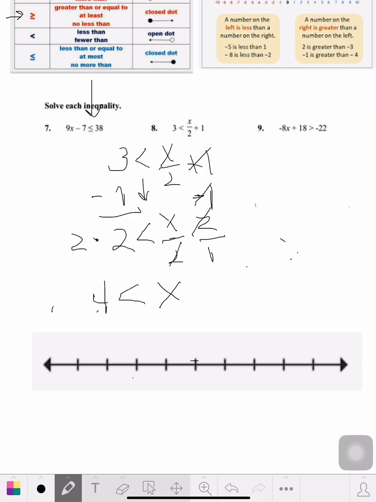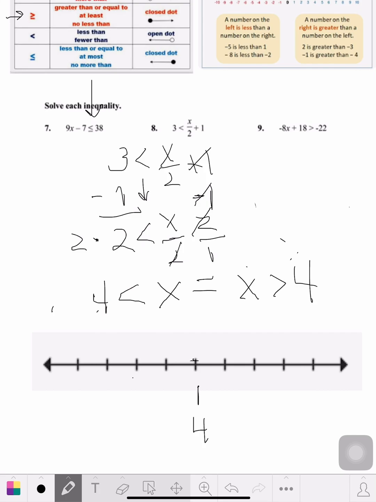So now, I want to plot this, okay? So let's put the 4 here. We'll make this the 4, okay? So I put my pen on the 4. Now where's x? 4 is less than x. That means I could write this, just it might help you. I could flip it like this and say x is greater than 4.